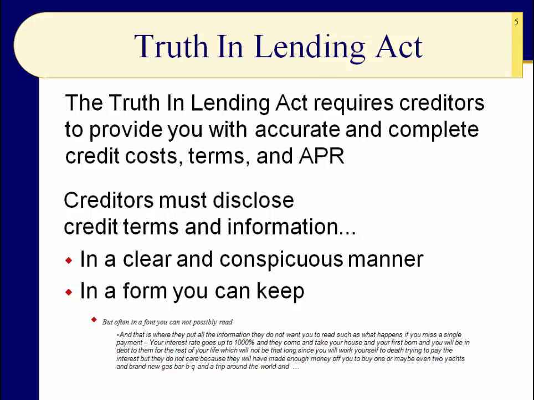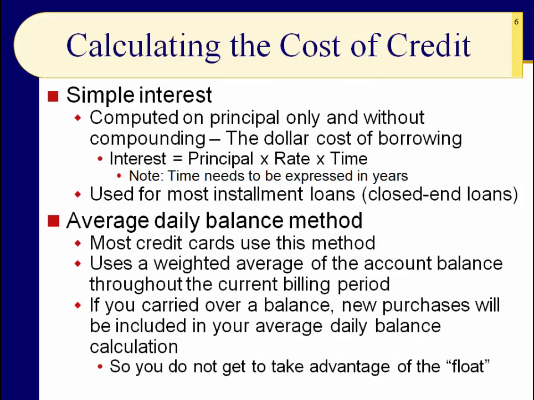So you are going to read those materials, right? It is not easy, and we're going to see some examples in the other presentation. So how do we calculate the cost of credit? We have two methods. The first one is the simple interest. This is the easiest one, and this is what we will be looking at. It is computed on principal only and without compounding.